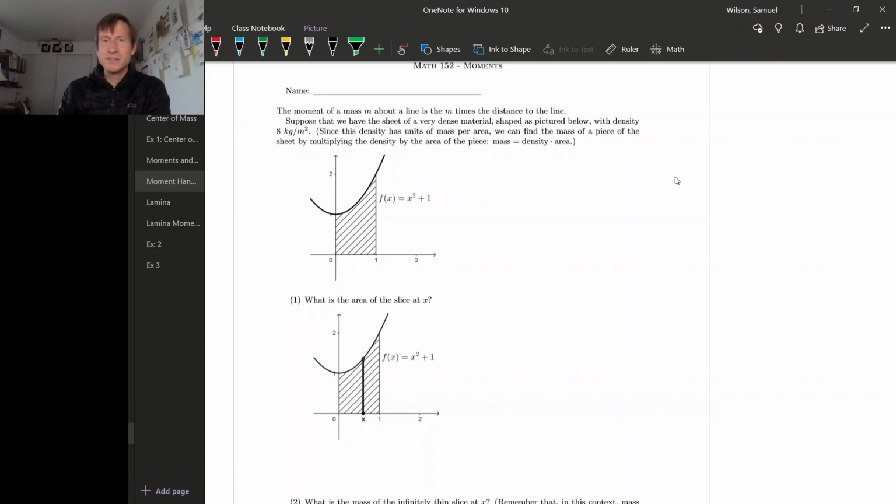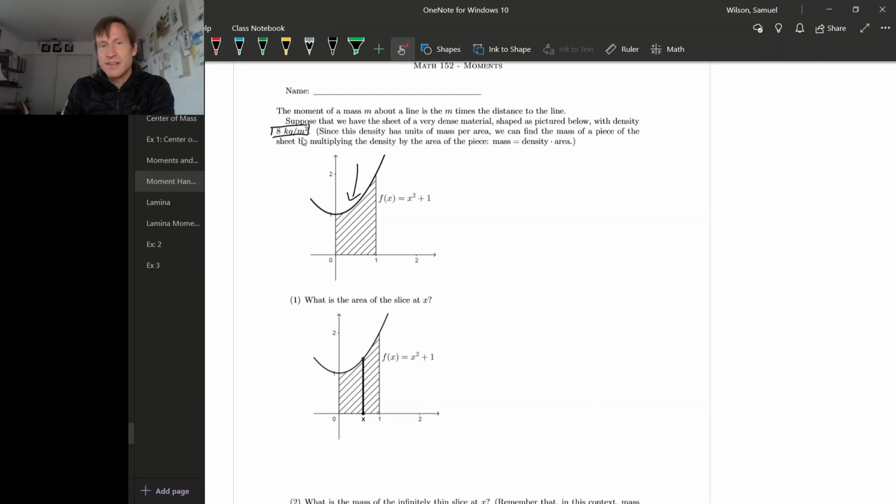Let's figure out the moments of a thin plate. A thin plate is called a lamina traditionally. If you haven't downloaded this handout yet, please download this and work on it on your own for a while to see if you can figure out the right formula for the moment about the y-axis of a thin plate of this shape with this density right here.